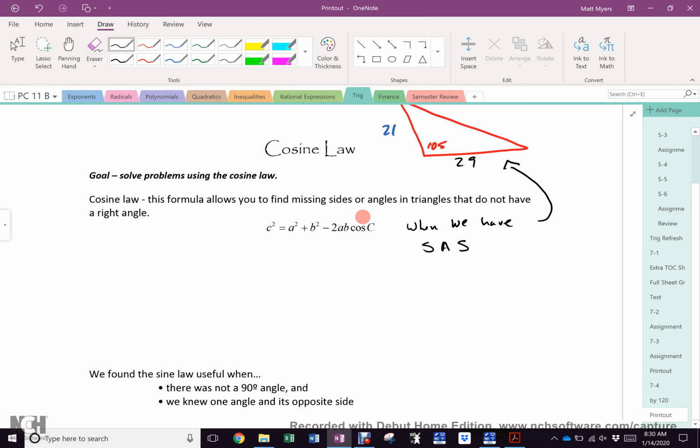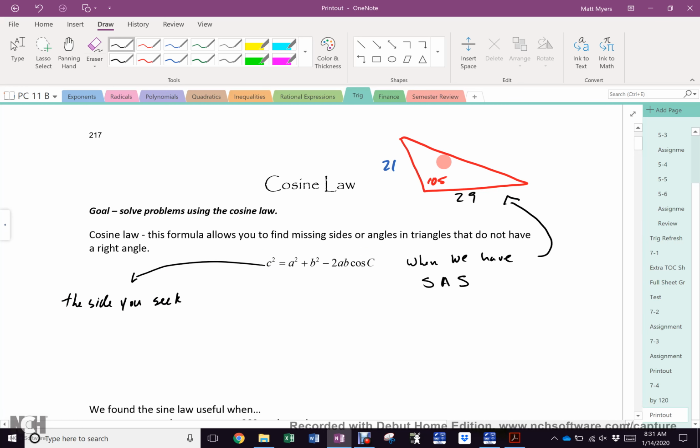Now, this gets weird. There's a way to do this. The smartest way to do this is to make C the side you seek. No matter however the triangle is labeled, if you are looking for a side, you make it C. So look at my example here. What's the only side we don't know? Not a hypotenuse, the longest side, right? So we would make this little c, even if this was labeled as big A.